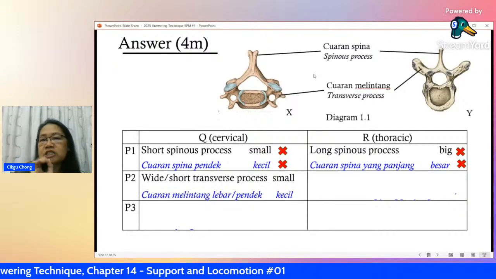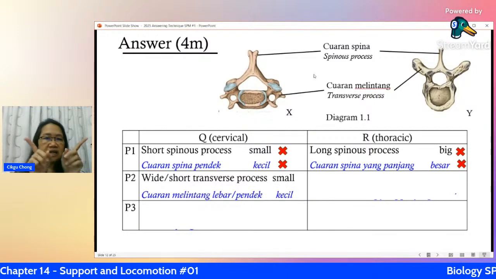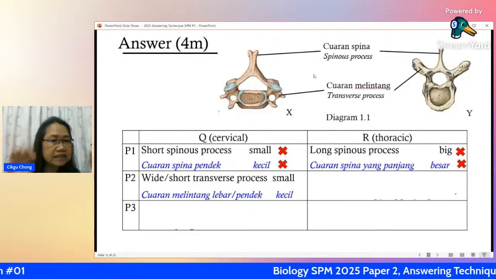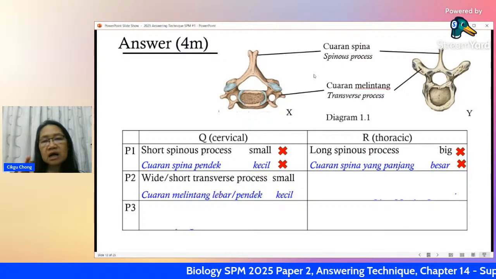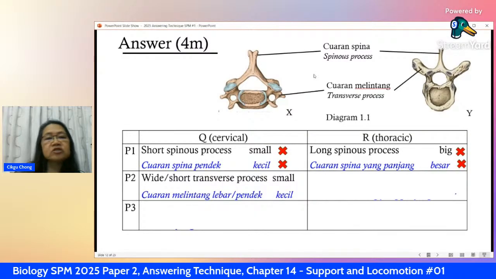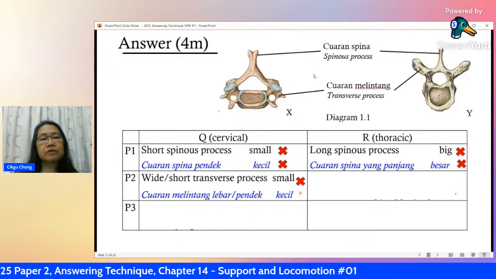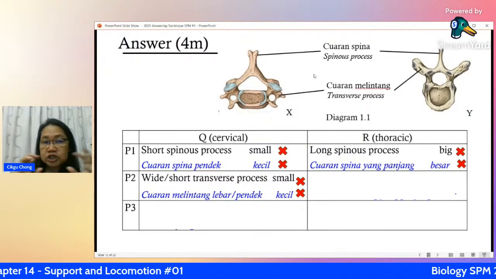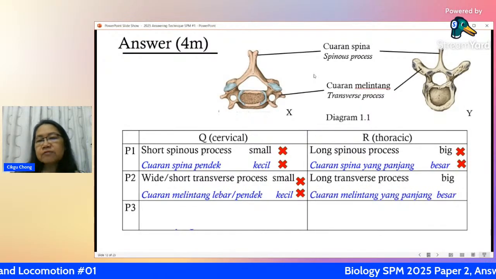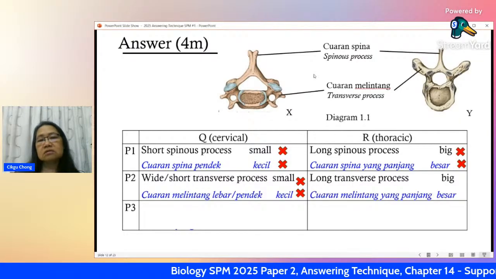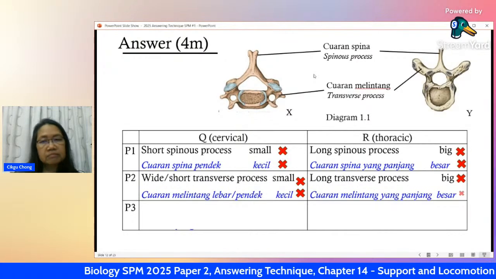So talk about the transverse process. Transverse process is like the 2 wings at the side of the centrum. So for the X, it has a wide and short transverse process, not small. Small is not accepted. It's not the size of it that matters. It's the shape of it. Whereas for the thoracic vertebrae, it has a long transverse process, not big again.